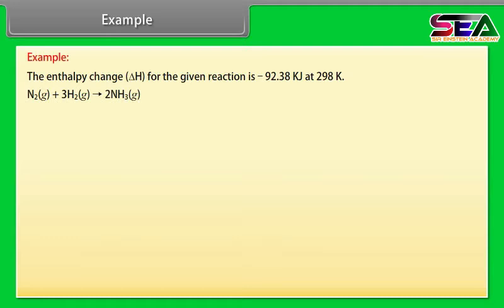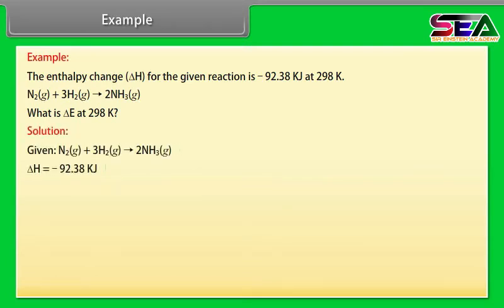Example. Let's take an example on relation between delta H and delta E. The enthalpy change, delta H, for the given reaction is minus 92.38 kilojoule at 298 Kelvin. What is delta E at 298 Kelvin? Let us see the solution. Here the given values are delta H equals minus 92.38 kilojoule. Delta Ng is equal to 2 minus 1 plus 3 equals minus 2. R equals 8.314 into 10 raised to the power minus 3 kilojoule per mole per Kelvin.